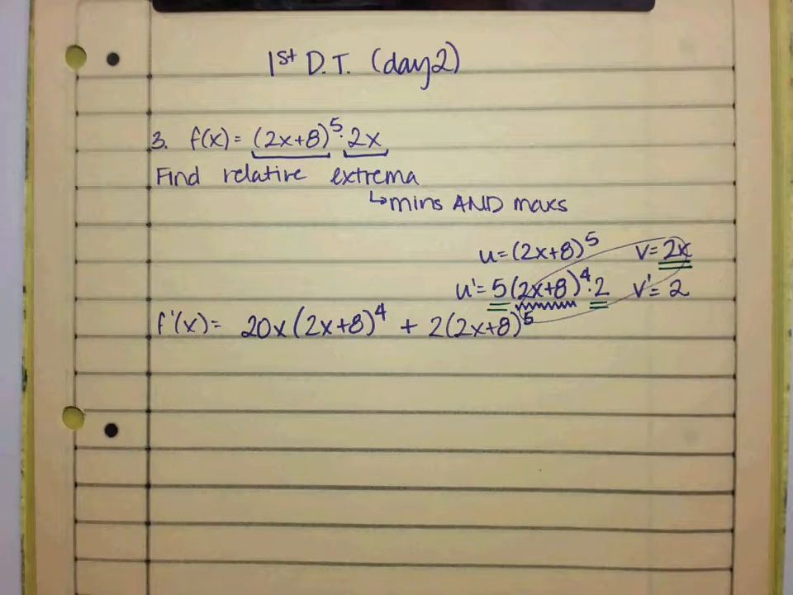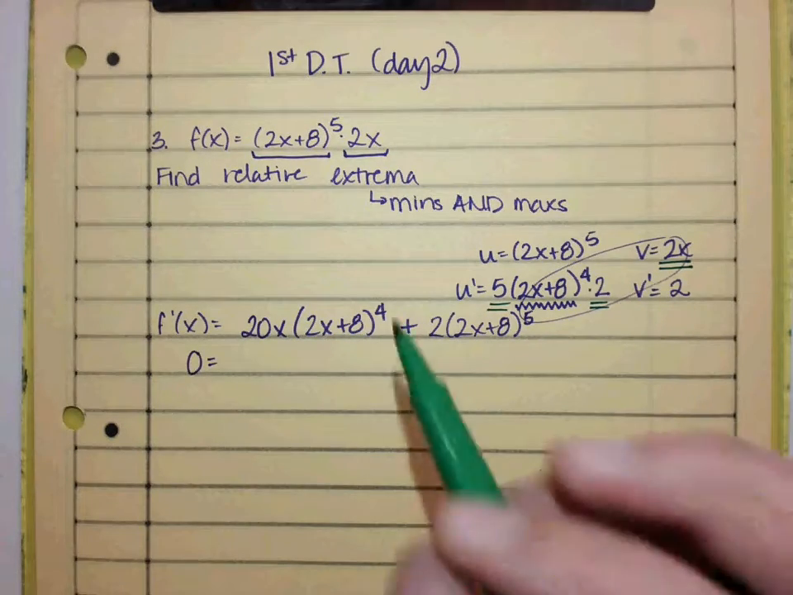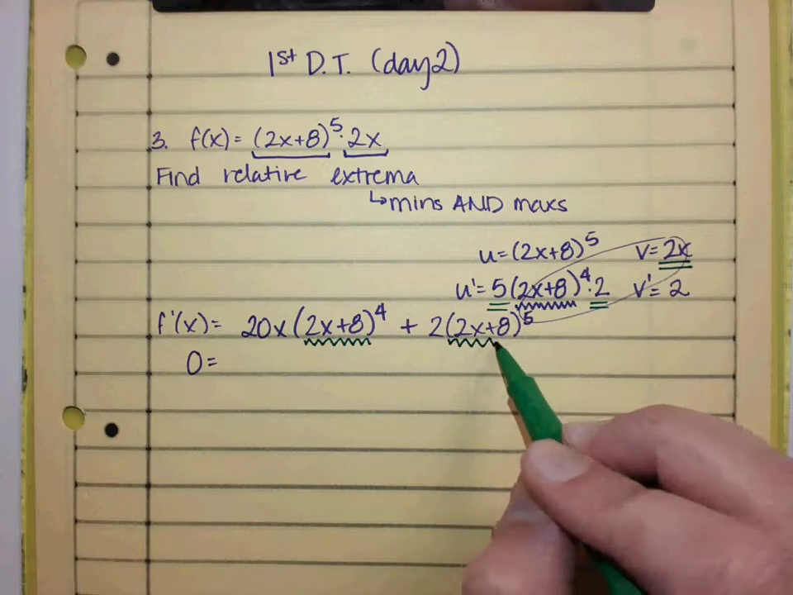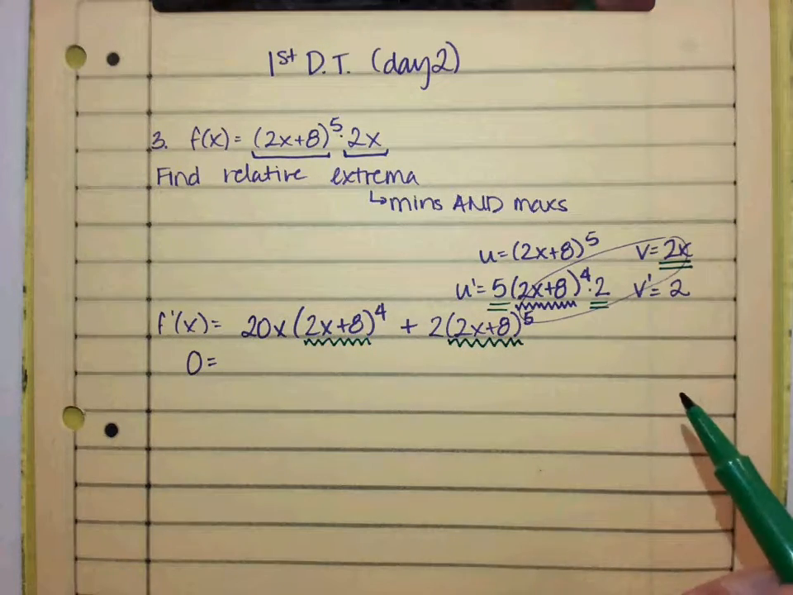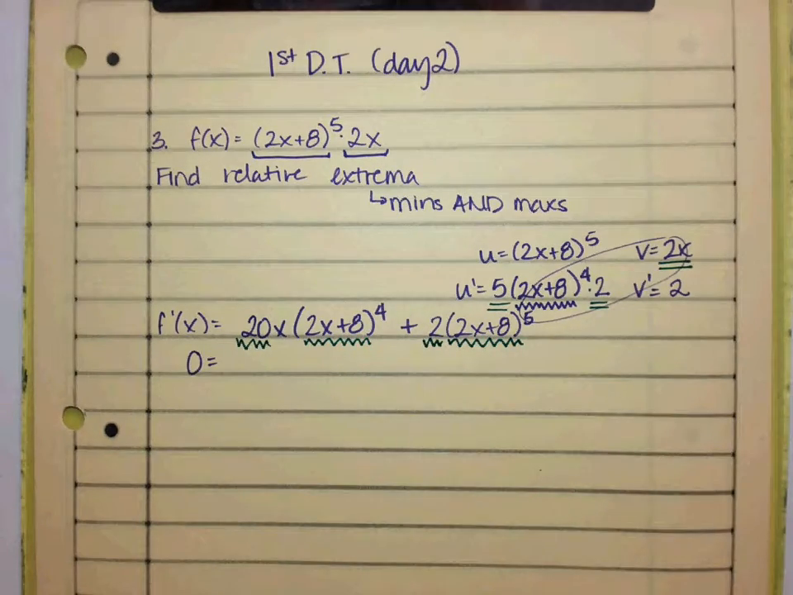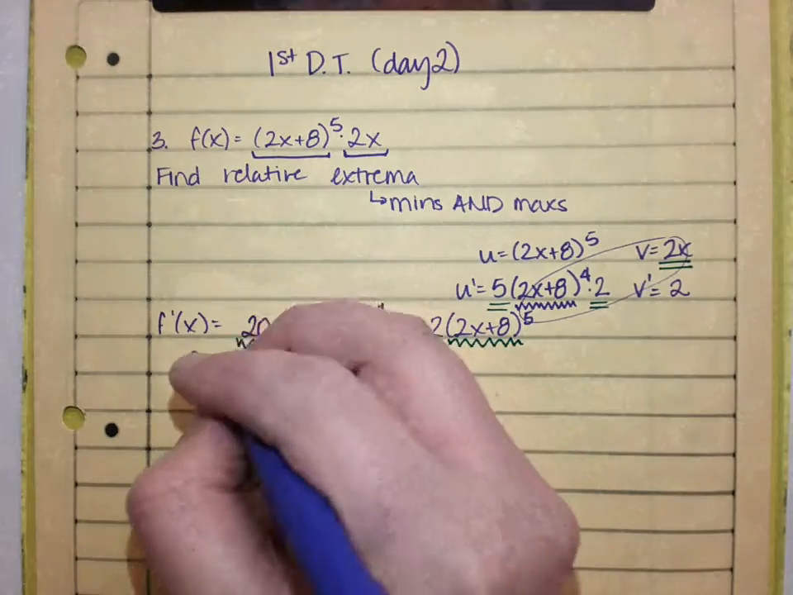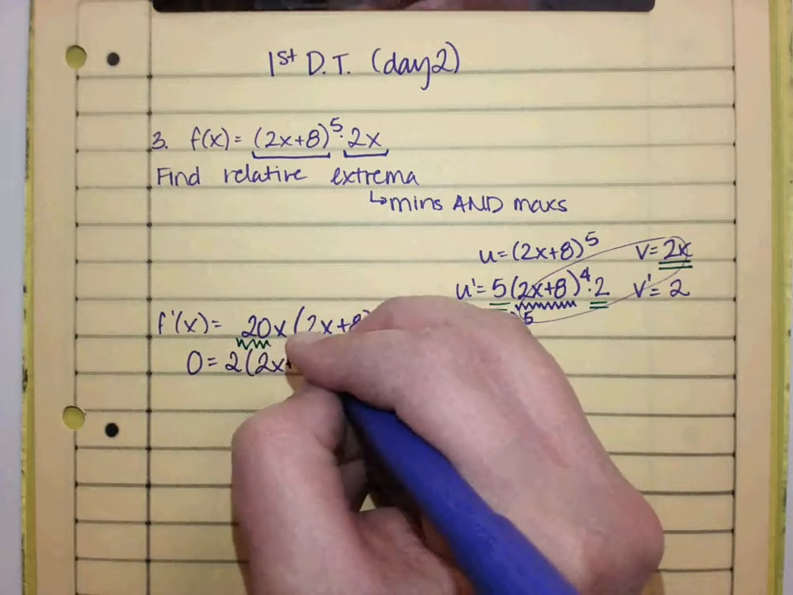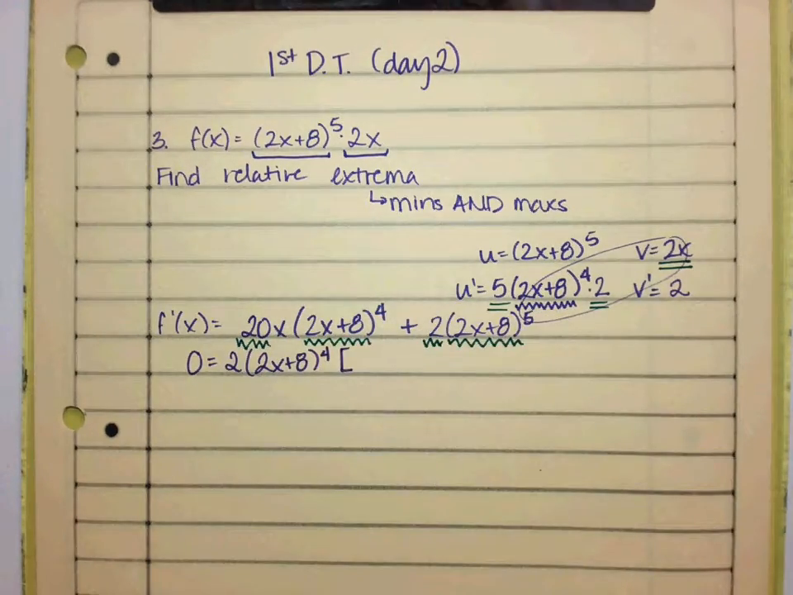Alright, so here we go. From here, setting this equal to 0 to find my critical numbers. I notice that I have a GCF of 2x plus 8. I have 4 of that term here and 5 of that term here. That means I can pull out 4. Also notice that my 20 and my 2, I can also divide a 2 out. So to the front, I'm going to take a 2 and a (2x plus 8) to the 4th power. Then whatever's left over, I'm going to leave in a bracket in the back.